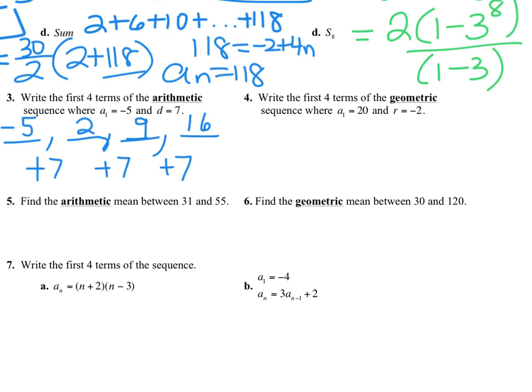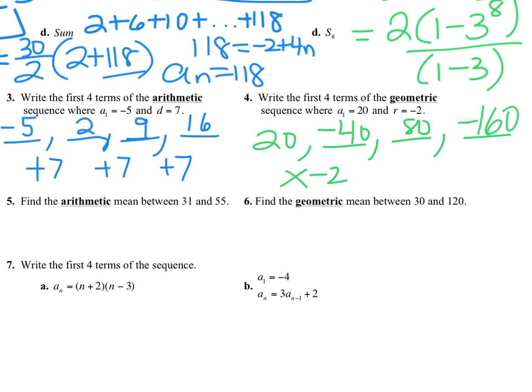All right, write the first 4 terms of the geometric sequence where a sub 1 is 20. Okay, let's do it again. This time I have 20, and then I need to find the next 3 because I'm doing 4 of them total. Okay? 40. Negative 40. 80. Positive 80. Negative 160. Okay, so it's telling you to multiply by -2 each time. You just multiply by -2.